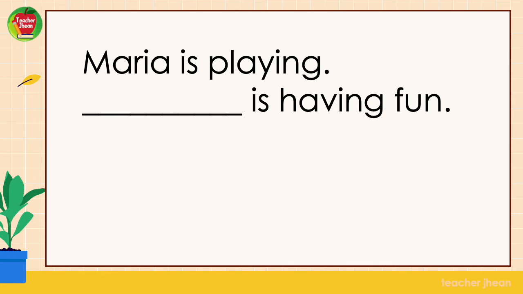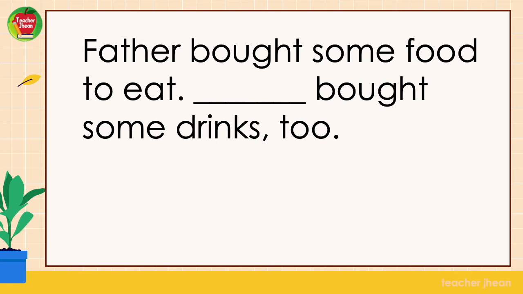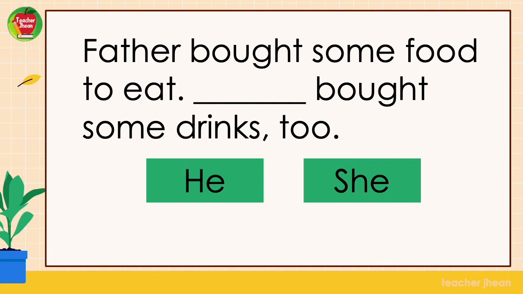Let us read the following sentences. Each sentence is incomplete, and let us try to answer it correctly by choosing your answers below. Number 1. Maria is playing. Blank is having fun. Is it he or she? Number 2. Father bought some food to eat. Blank bought some drinks too. Is it he or she?